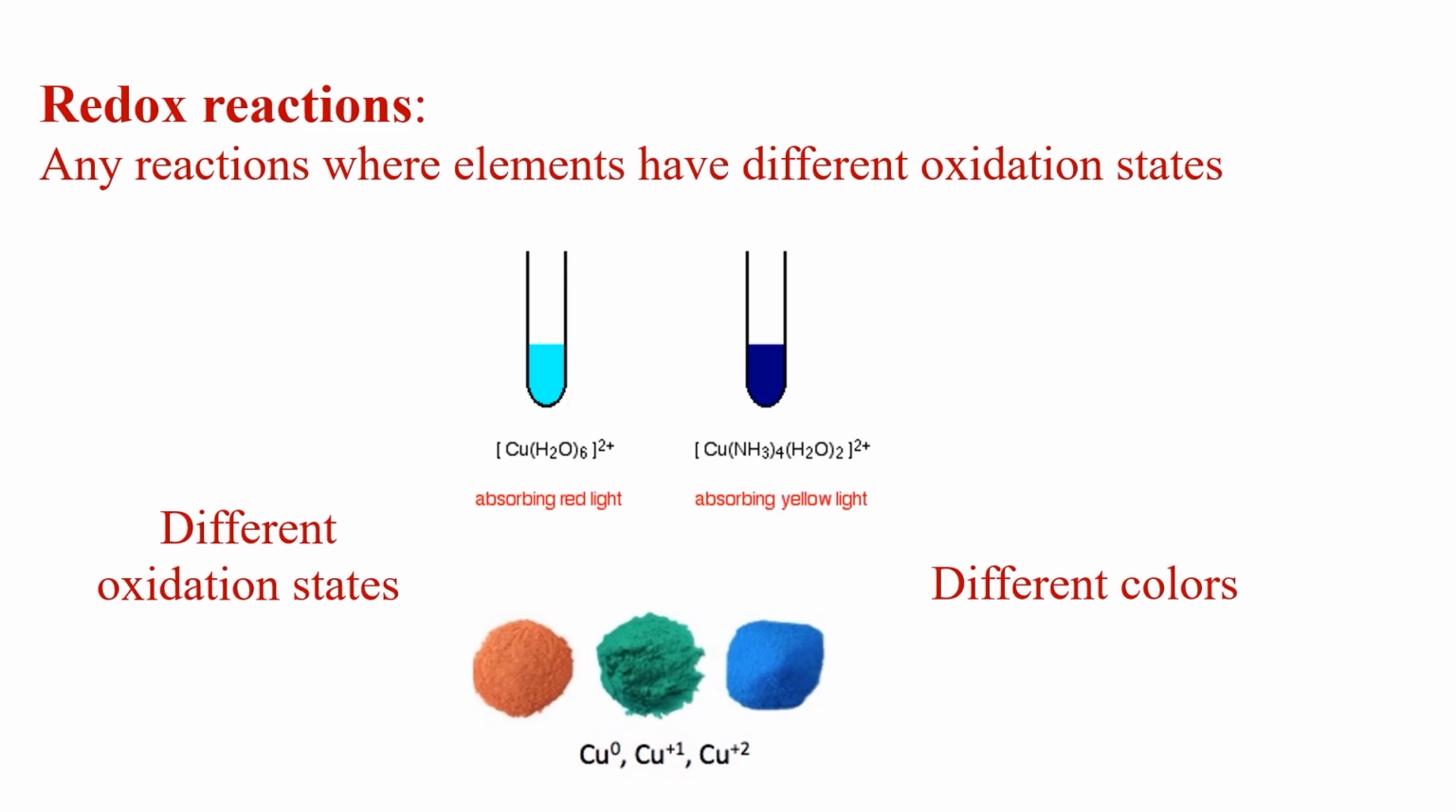Now moving to redox reactions for transition metals. Redox reactions are any reactions where elements have different oxidation states. Transition elements have different oxidation states, and they have the ability to get involved in reactions where they change their oxidation states. What characterizes transition elements? They have different colors for the different oxidation states.